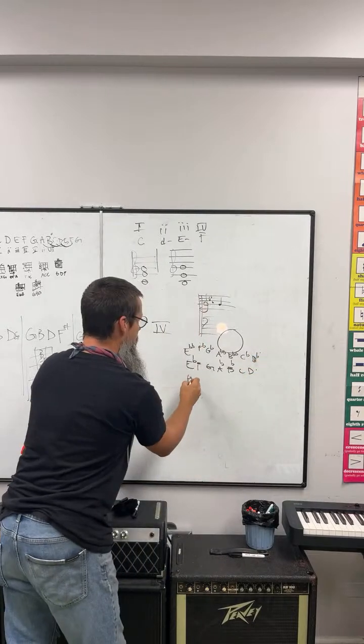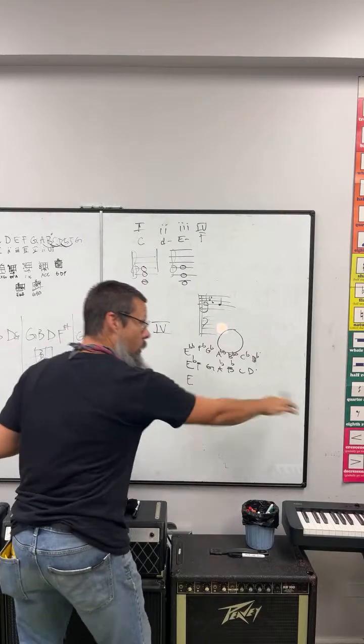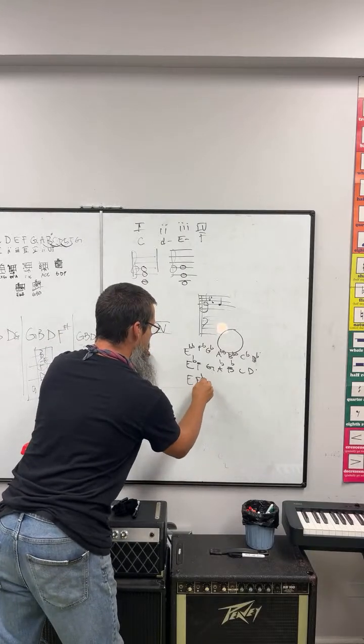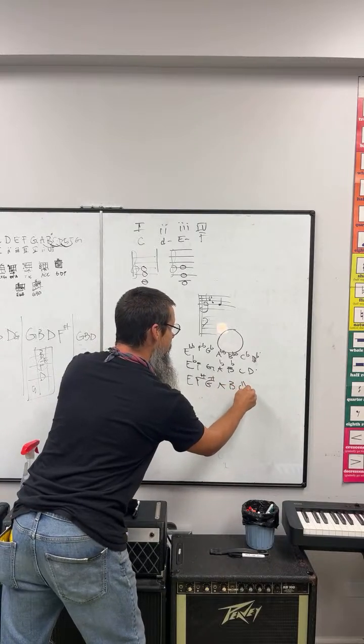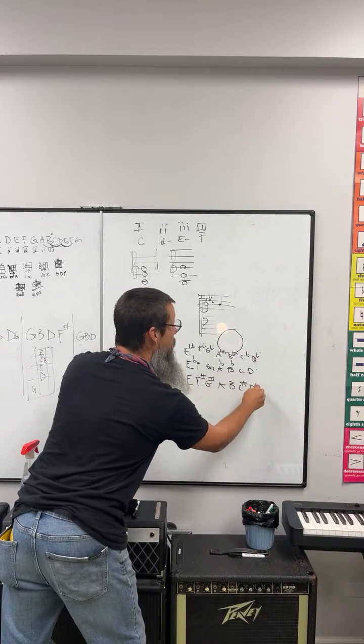Diminished. Cool. E major. What was it again? Can you do it in order? Yeah, so E, F sharp, wonderful. G sharp, yes. A, wonderful. B, mm-hmm. C sharp, indubitably. And D sharp, most definitely.